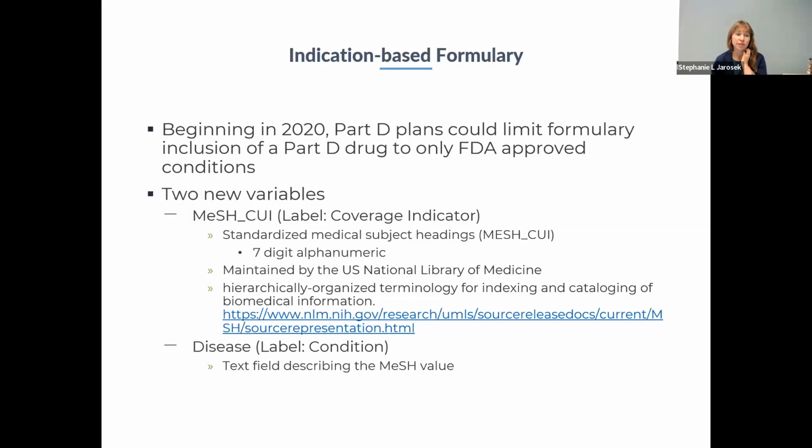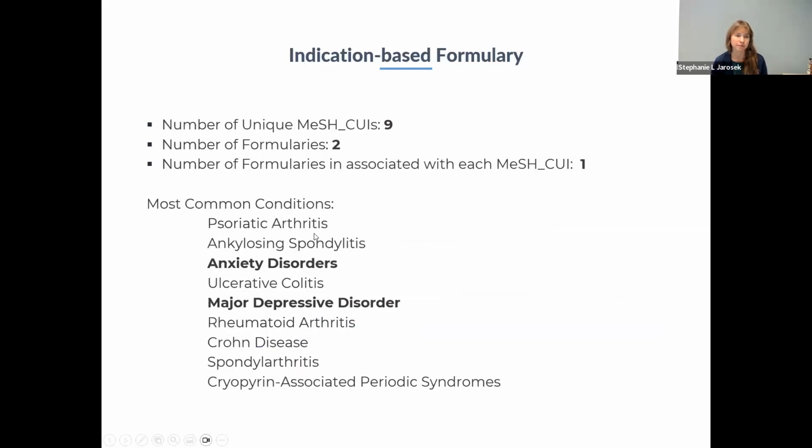And there are 2 new variables on this. This is also at the formulary RxID level, but we have two new variables. One is the MeSH CUI. This is a standard alphanumeric code, but we also have the disease variable, which is the text, which essentially just labels what the MeSH CUI is. The number of unique MeSH CUIs on the indication-based formulary is 9. So it's covering 9 distinct conditions right now.